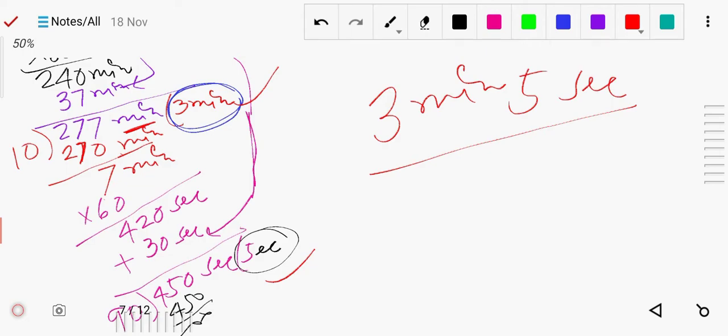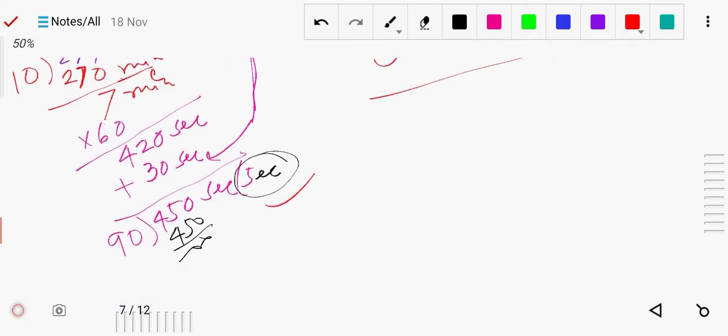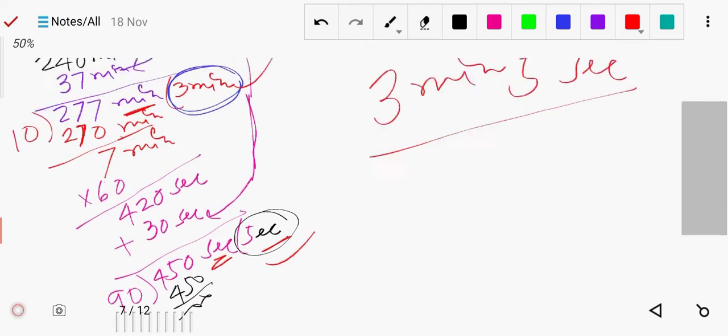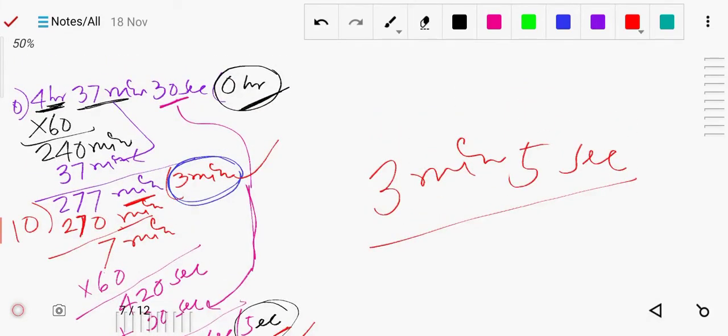So this is the process we have followed. I hope you understand how to solve this one. Here it is seconds, so in the question part also seconds. Here you can see minutes, so in the question part also minutes. Here we have divided hours, so in the question part it is hours. So this is one of the methods.